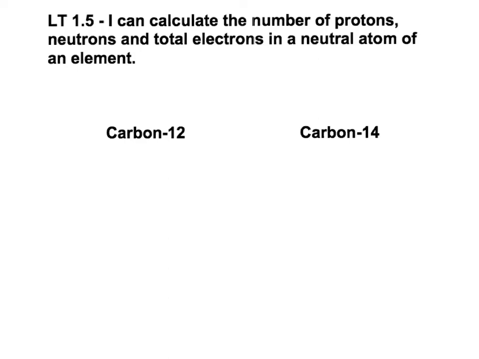We're now looking at learning target 1.5. I can calculate the number of protons, neutrons, and total electrons in a neutral atom of an element. So we're going to look at two specific atoms, isotopes actually, carbon-12 and carbon-14. This number right here and right here represent the mass of the atom. So carbon-12 weighs 12, carbon-14 weighs 14 AMU, or grams, depending on if you're talking about a mole or not.